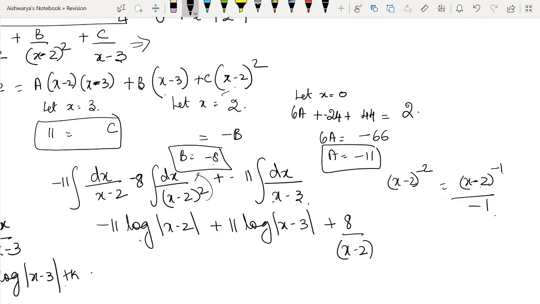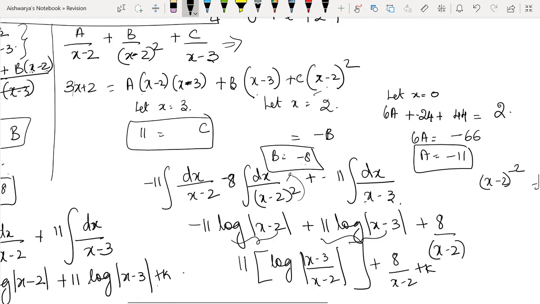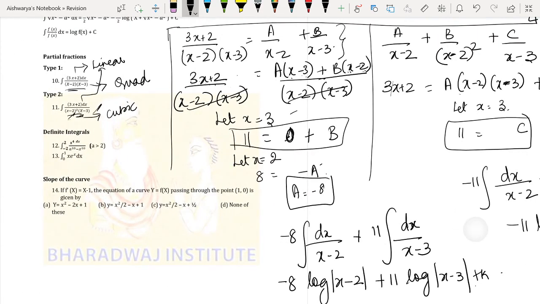Okay. Now these two terms both have got 11 common. So if you take out 11 common, it will become log of x minus 3 divided by x minus 2. So close the bracket, plus 8 divided by x minus 2 plus k or c, whatever. This is how you will be integrating when it is quadratic or when it is cubic in the denominator.